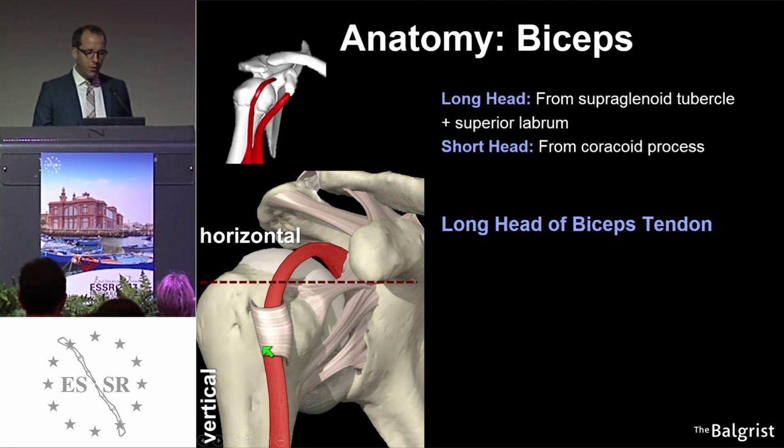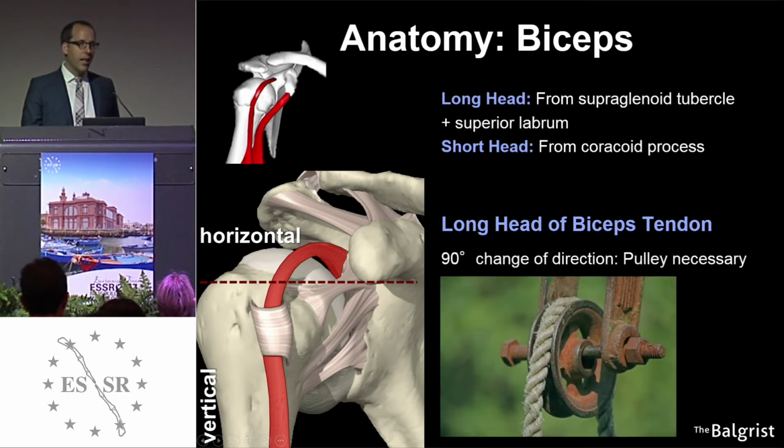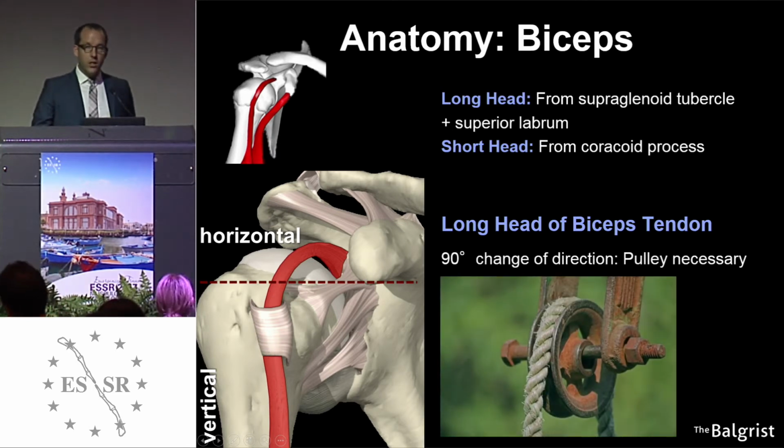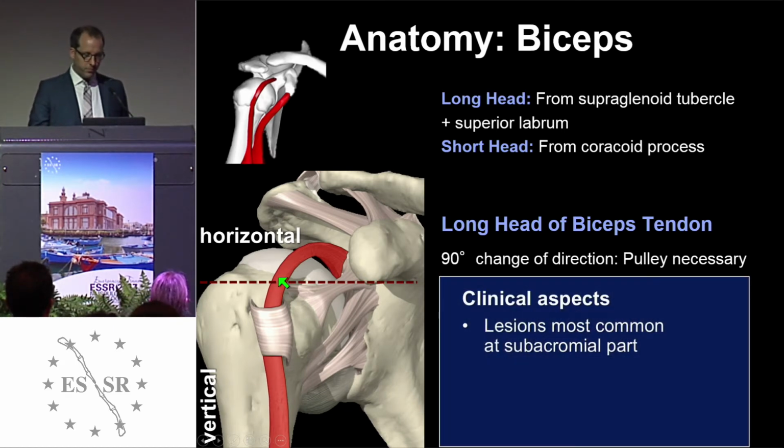So we have a 90-degree angle that this tendon has to perform, and with this large change of direction, we need a pulley, like this pulley for pulling a rope. We need something at this location for pulling the tendon in a different direction.